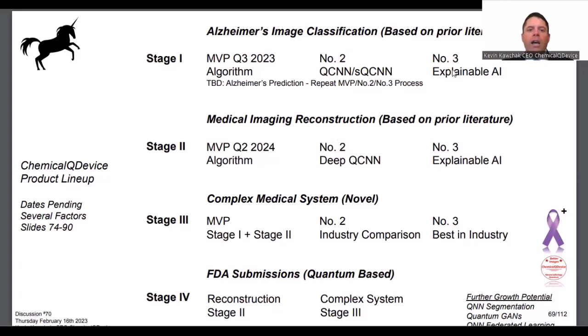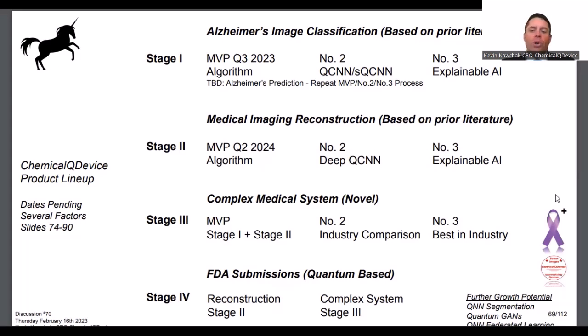Now, number 3, a complex system. The complex systems that you see these days are like ultrasounds and portable MRIs, and this would combine the 2, so between classification, reconstruction, potentially some hardware component, but not planning on it. And number 4 would be the FDA submissions. And then these dates are pending other factors, and slides 74 through 90.